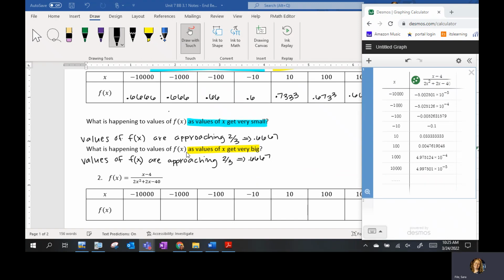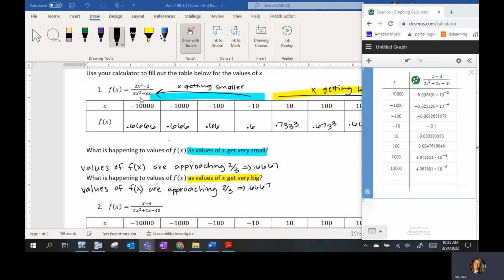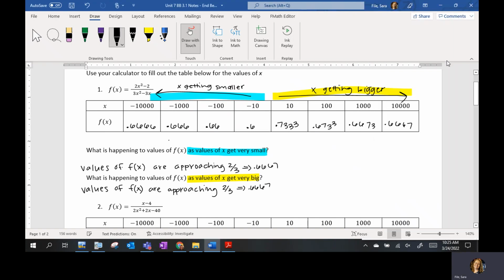All right. So what I was saying is, as x got really, really small, we went to negative 10,000, it was approaching 2/3. The f of x was approaching 2/3. As x got really, really big, we went up to positive 10,000, f of x was also approaching 2/3. What do you think? We don't have a picture of the graph. We just have the values. But this is talking about the left side of the graph and the right side of the graph, correct? So as you look on the left side when x is real small, and you look on the right side when x is real big, if they're approaching a specific value, what do you think that means?